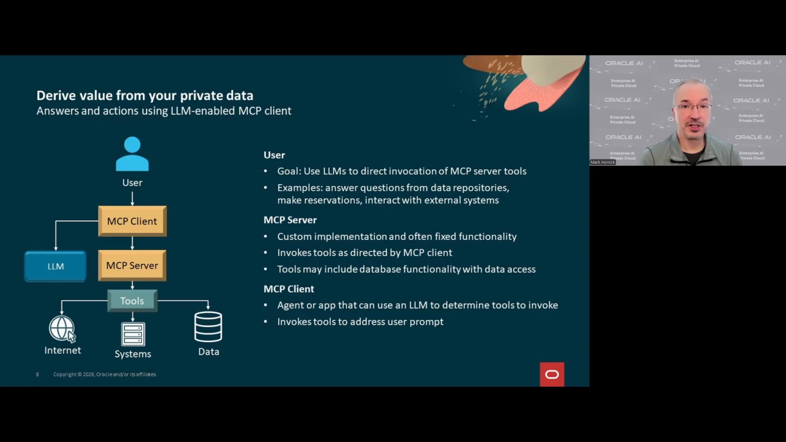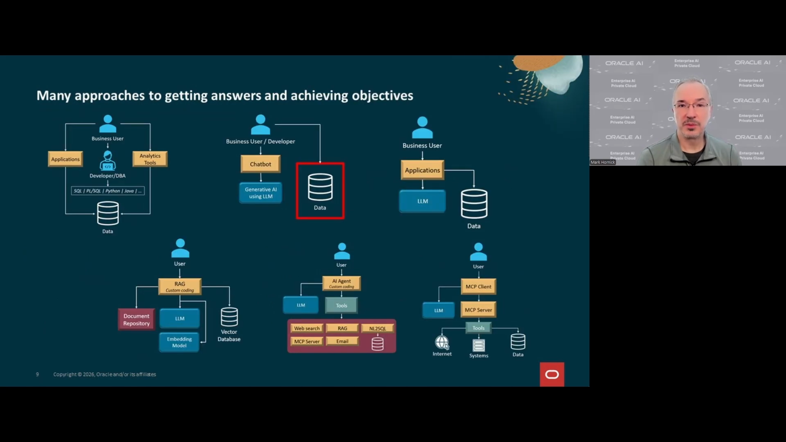Now, typical MCP servers are custom implementations. They often specify a fixed set of tools the MCP client can work with. And tools may include database functionality, internet access, and interaction with other systems. So, we've seen multiple ways you can interact with your data and leverage AI to enhance results. However, what you've also seen is that this can involve multiple component technologies, and in many cases require developers to integrate them and code solutions. Ultimately, deriving value is challenged by this complexity and overhead.